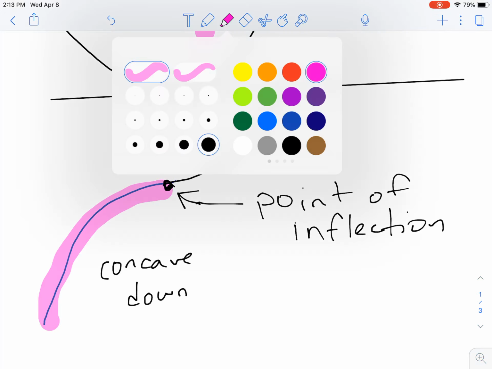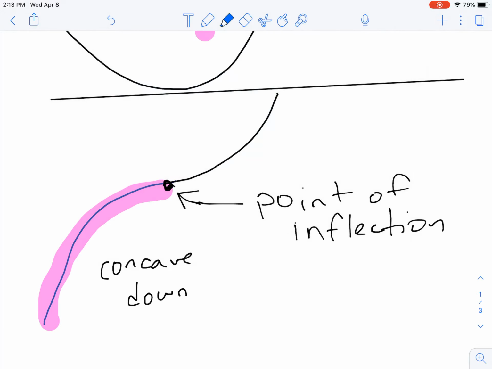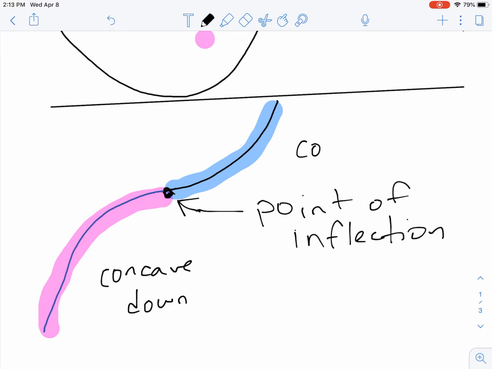And then this part over here, notice how it is now concave up. You kind of with me? So the first part, that's in pink now, is concave down, because if you look at it, it's like half of an upside down cup. And then the blue one is concave up.